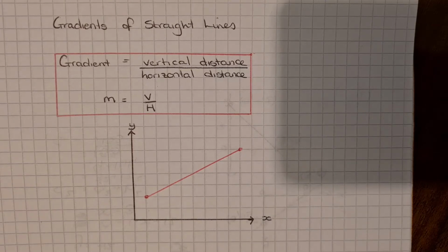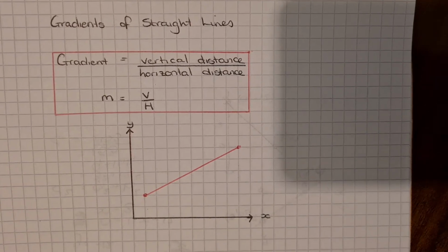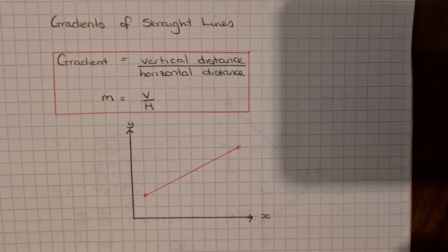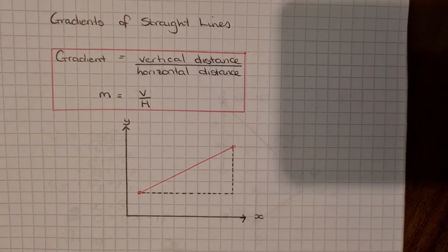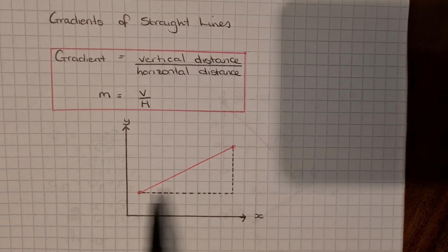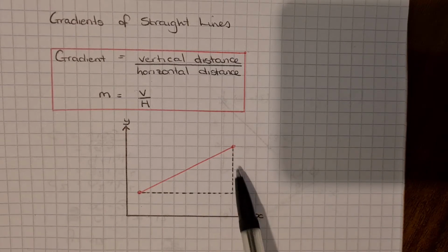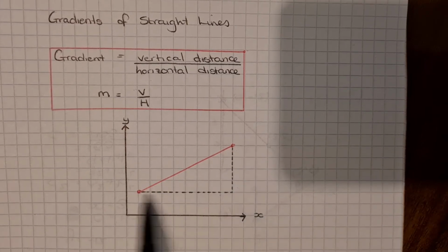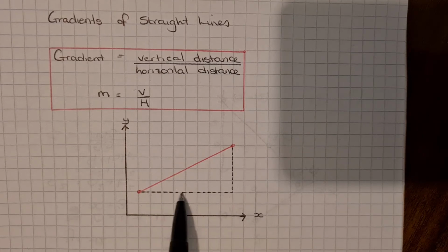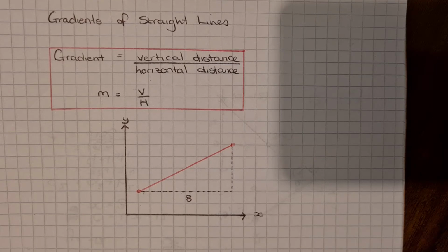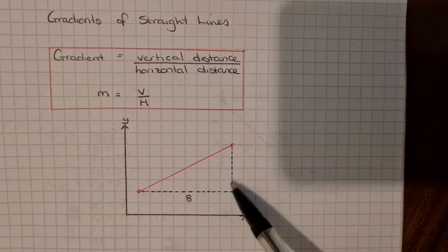of the straight line. And to do that, what you need to do is create a right angle triangle with the line. Once you've got your right angle triangle, you can then count the horizontal distance by counting the boxes and the vertical distance by counting the boxes up the way. So our horizontal distance, if we count all the boxes horizontally, is 8, and for the vertical distance is 4.